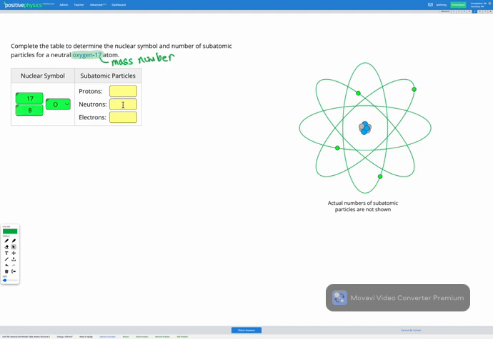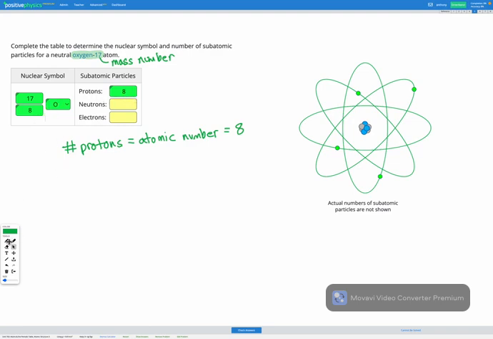Finally, we just need to figure out our subatomic particles. So we know that the number of protons is going to be equal to our atomic number, which is that number on the bottom of our nuclear symbol. So we've got 8 protons. So we can fill that in here. And we know we've got 8 protons because it's oxygen, and oxygen has atomic number 8. So oxygen always has 8 protons.